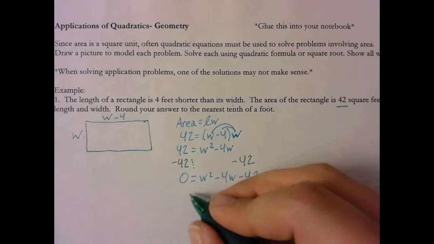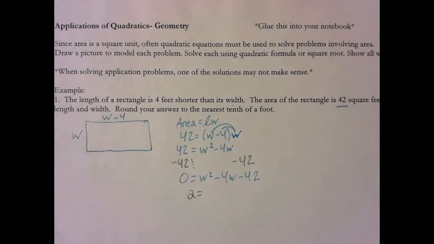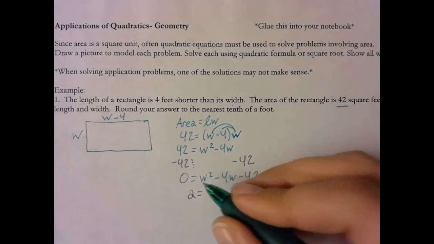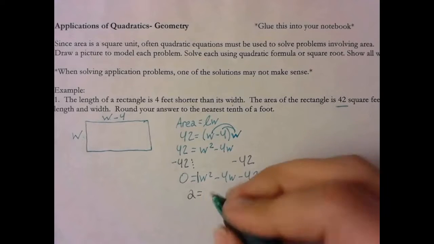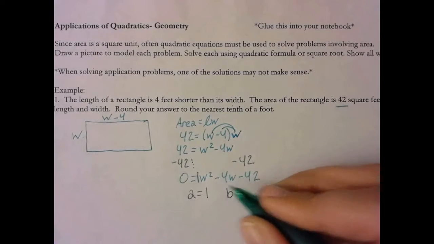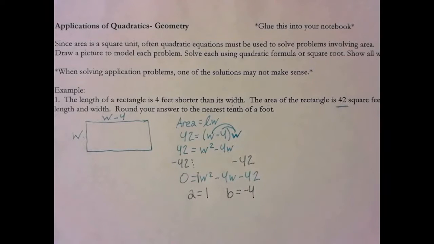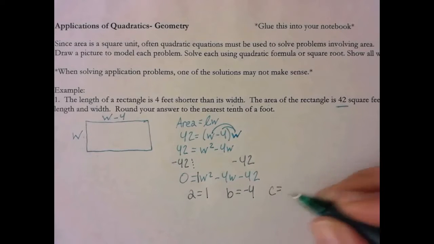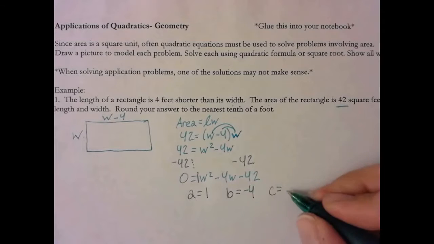Fabulous. Let's label our A, B, and C. A little reminder, A is the number in front of W squared. Since we don't have a number, there's really a 1 hiding there. So A is 1. B is negative 4. Some of us like to forget that negative sign. And C is also negative. It's negative 42.